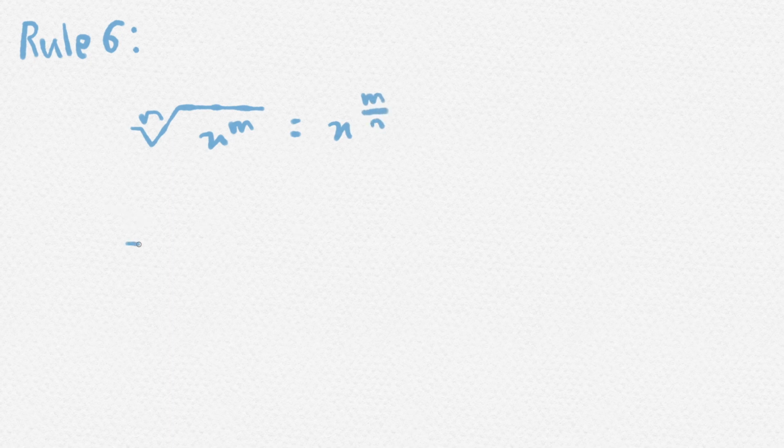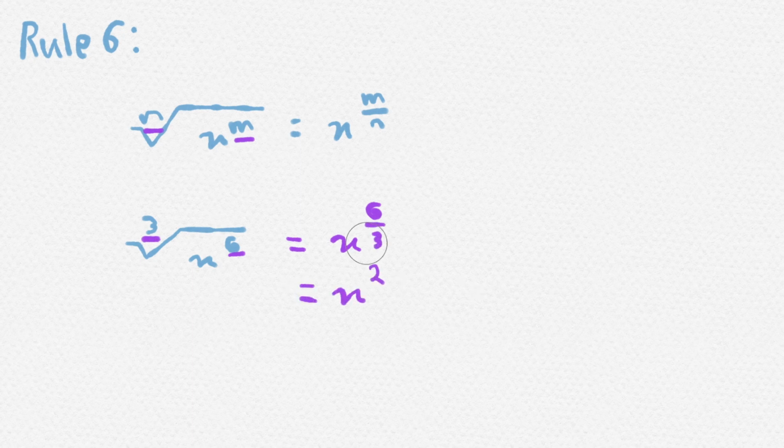Our next rule will be rule number 6, which will be our final rule. So this is to do with roots. The nth root of x to the power of m will be equal to x to the power of m over n. Now let's try this example. Cube root of x to the power of 6. This will give you x to the power of 6 over 3, which can be simplified to x to the power of 2.